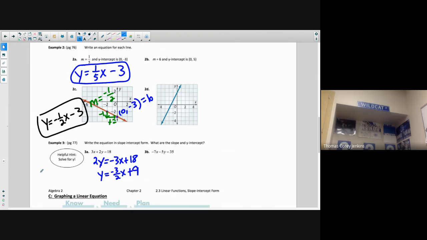So I'll write that where I have a little bit of room. So m is -3/2, b is at 0,9.